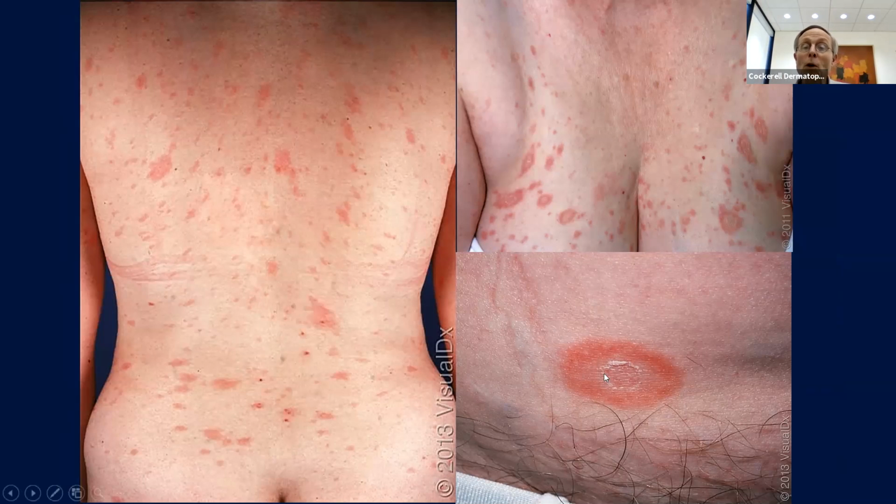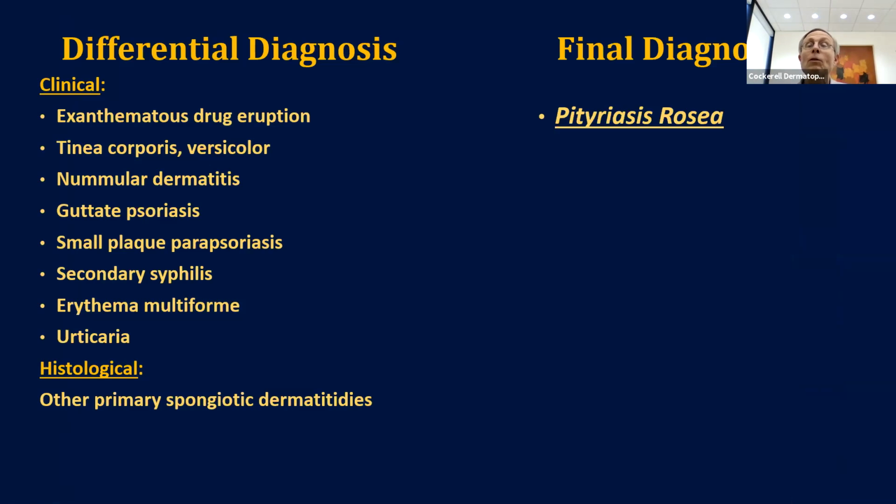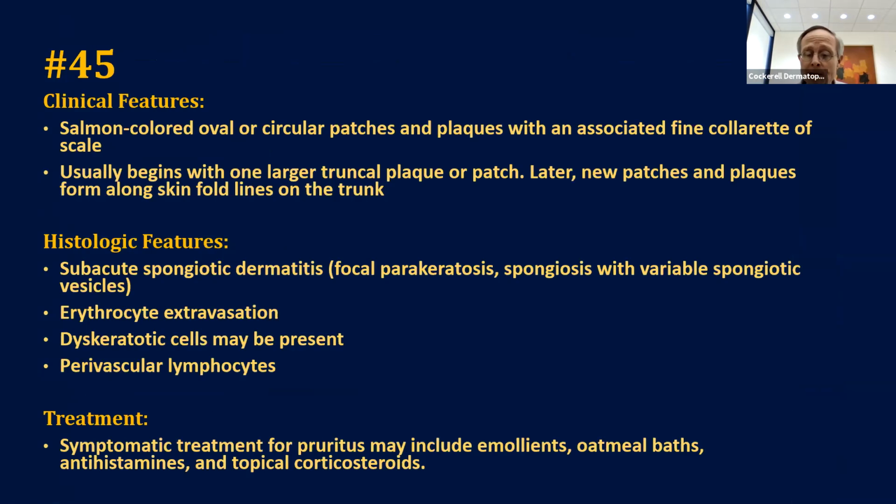One clinical pearl: if you biopsy the herald patch, it may not have any epidermal involvement at all. It may look like a lymphocytic infiltrate. So if you biopsy the herald patch, it can look a lot like erythema annulare centrifugum and like other forms of lymphocytic infiltrates. So anyway, that's a pretty classic example of PR.